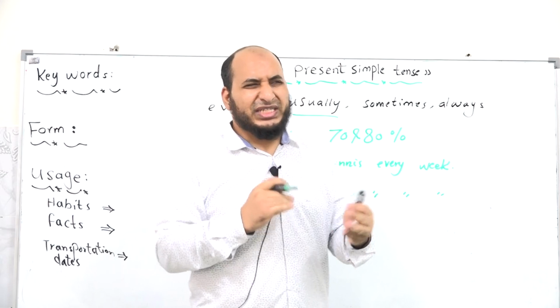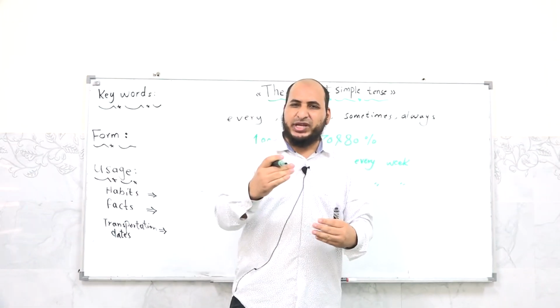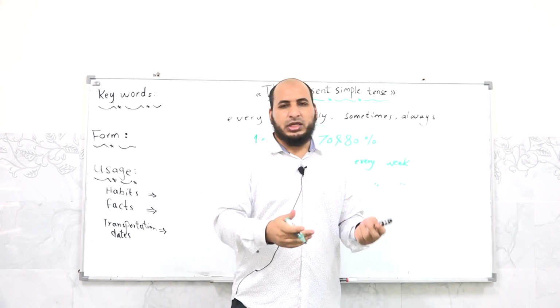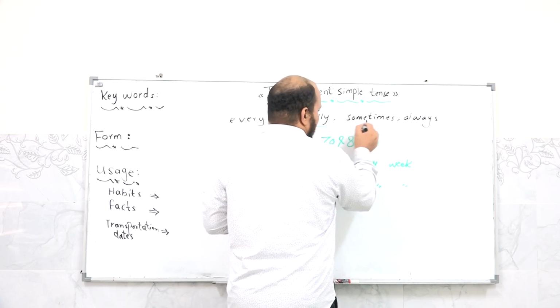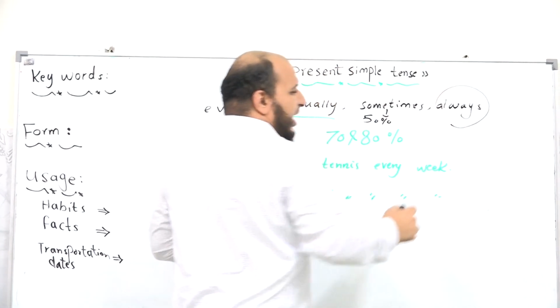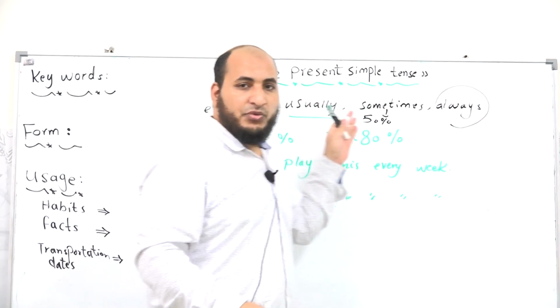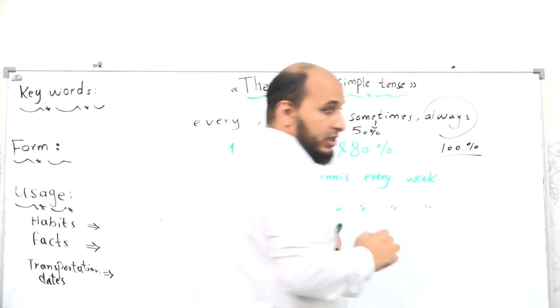50-50. One week he goes to the club and plays tennis. And the next week he will not go to the club to play tennis. Okay? This is 50%. You can say this equals every, 100%. Okay?